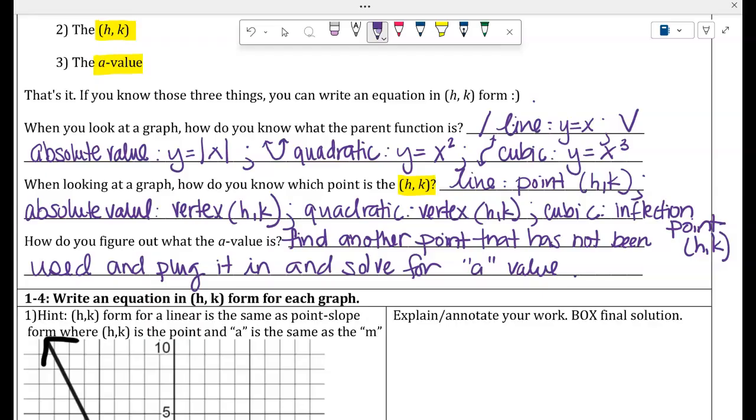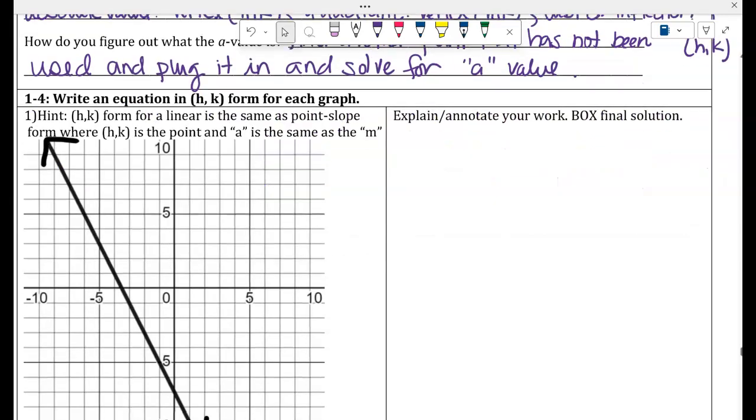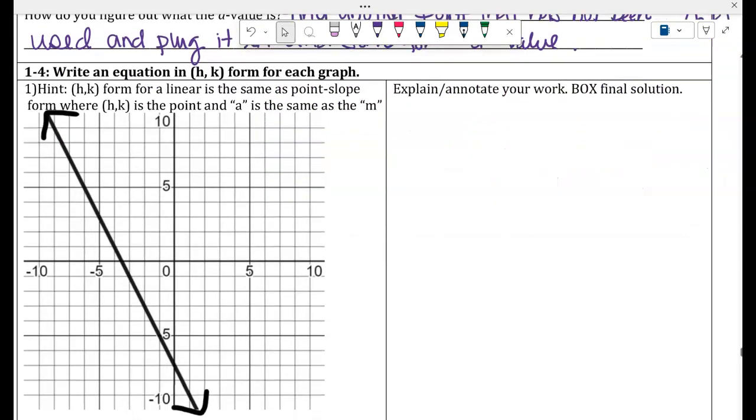Okay, let's try a couple of these, guys. Here is our first example. Examples 1 to 4 say write an equation in HK form for each of the graphs below. Number 1 says, hint, your HK form for a linear is the same as point form, where the HK is the point and A is the same as M. And remember, guys, A is the same as M, so that means A is the slope.